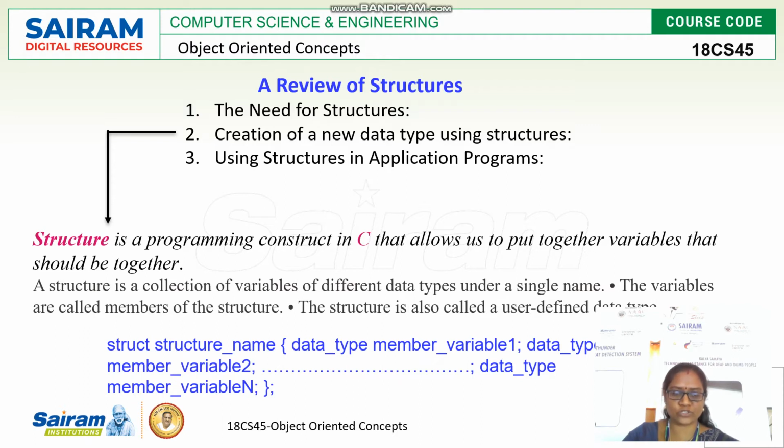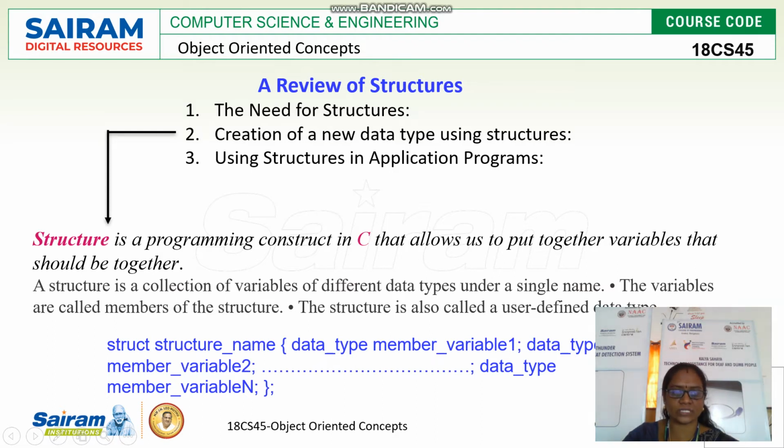A structure is a collection of variables of different data types under a single name, and it is one of the programming constructs in C that allows us to put together variables that should be defined together. Here below you can see the structure name and members of the structure, and how this is declared in the C language.